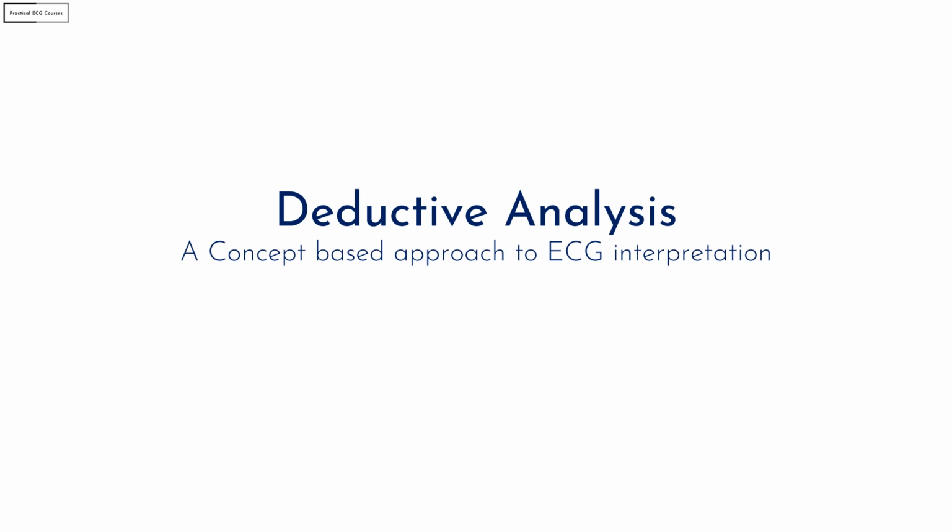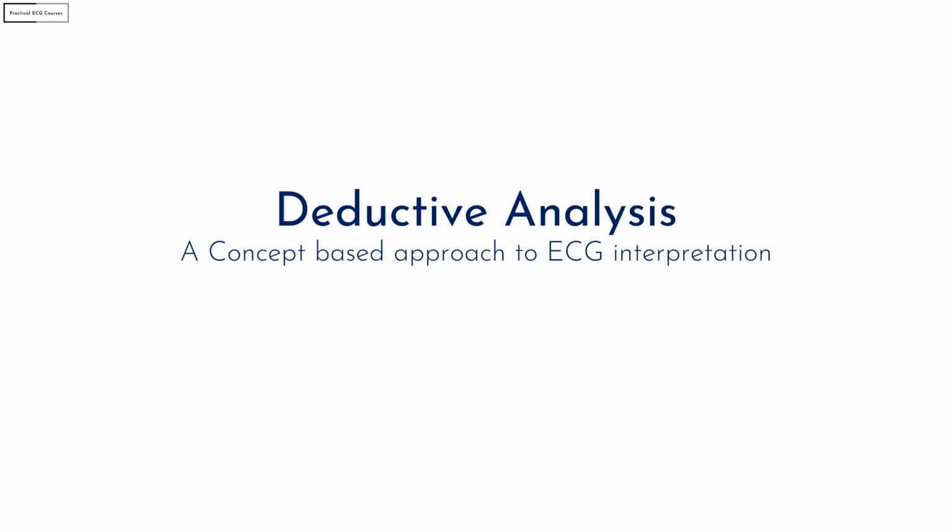To use deductive analysis to interpret ECGs, you need two things. First is the knowledge of some basic concepts, and secondly, you need to know how to apply these concepts to aid your interpretation. The main advantage is that you can now understand what is happening in the heart in almost any ECG, irrespective of whether the ECG is diagnostic or not.